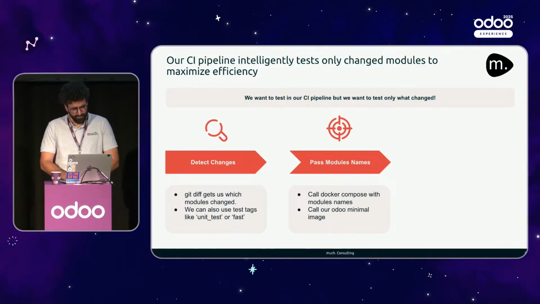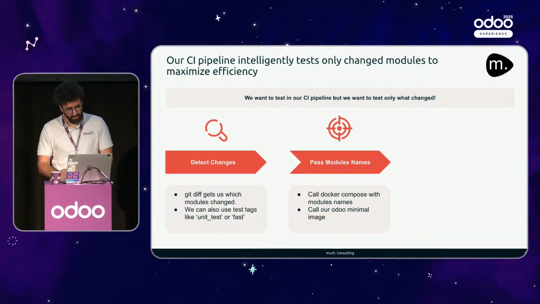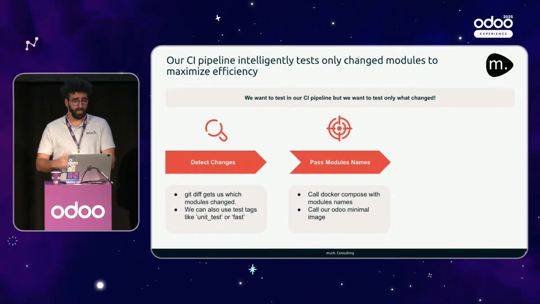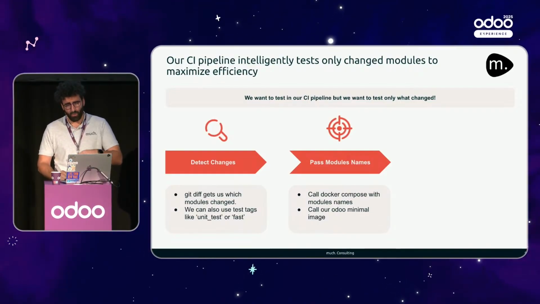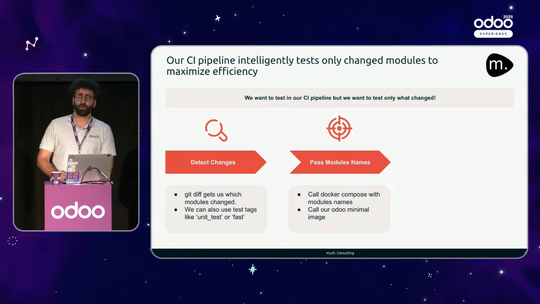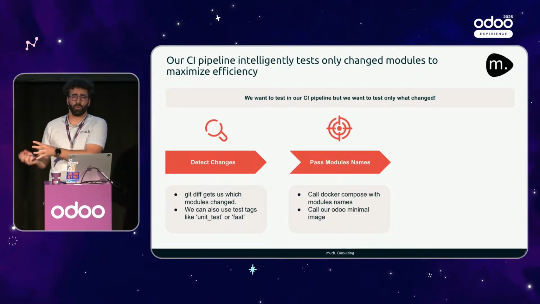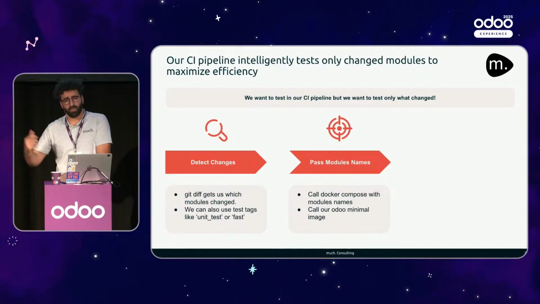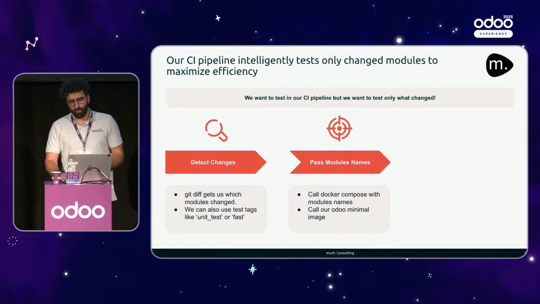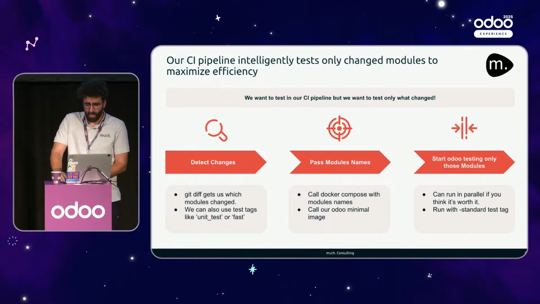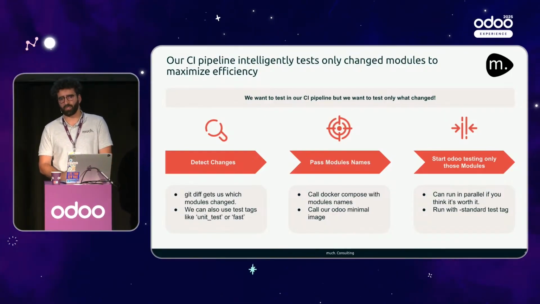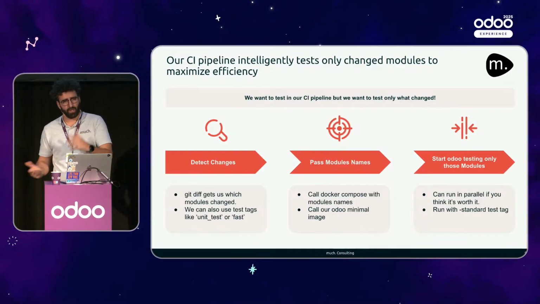Okay. Then we pass these module names, call Docker compose, using these as parameters. That will then use the Odoo minimal image that we talked about, and we use the names of these modules so it knows what to install, it knows which dependencies to install, and then basically our setup is running. If needed, it's not needed that much, to be honest, especially at this stage, we can run it in parallel.